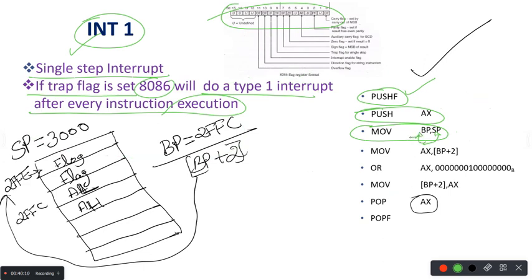See here. Let us take an example. Assume that stack pointer is pointing to 3000. Now, the moment you push flag, what happened? Stack pointer will be decremented by 2. Yes or no? I told you, remember the stack operation. Stack pointer will be decremented by 2 and the flag's upper and lower bytes will be stored in 2FFFE and 2FFF. Yes or no?